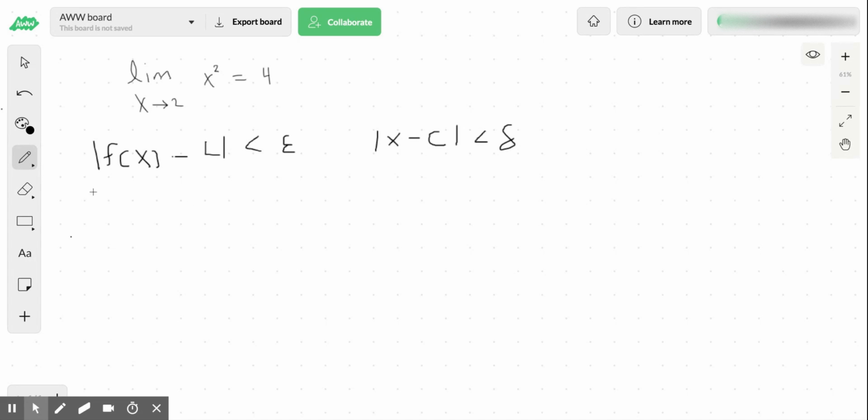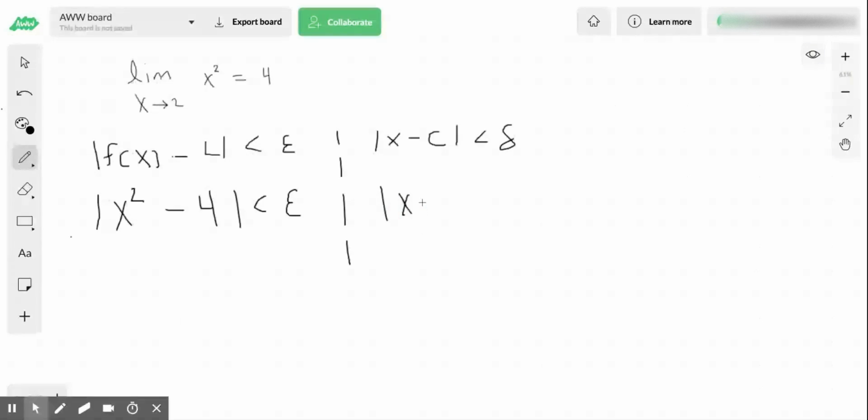So our very first step is going to be filling in what we already know. So f of x in this case is x squared, and the limit is 4, and this will be less than epsilon. And on this side, so we're going to have two equations. This side, x minus 2 is less than delta.